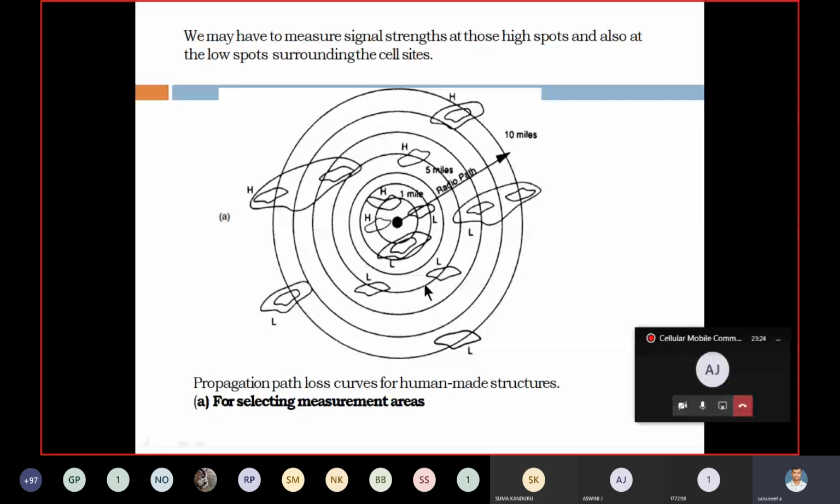In area-to-area prediction, first we have to take the base station. We have to take circles with respect to 1 mile, 5 miles, and 10 miles. At different locations, we have to calculate the signal strength. Once we know the signal strength, we have to draw the path loss curve from this figure. Here, we draw the path loss curve for this area-to-area prediction model. We have to take the x-axis and y-axis.